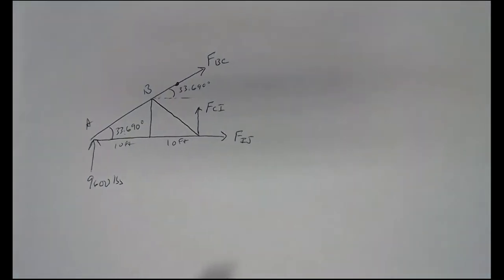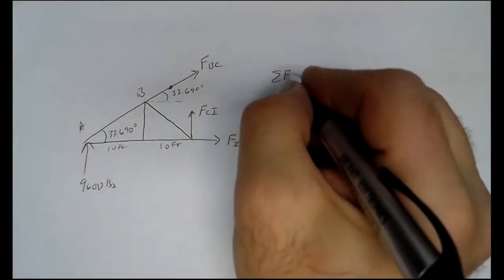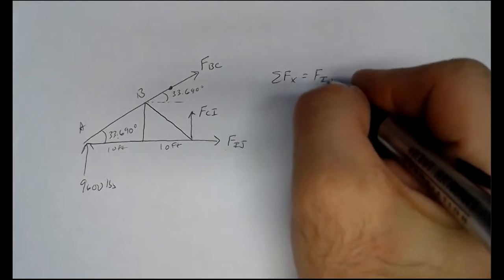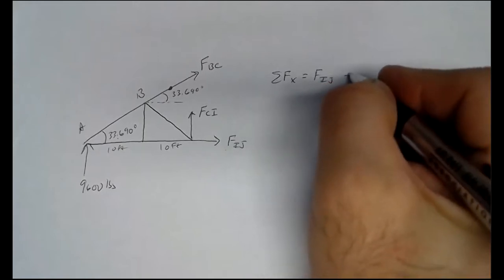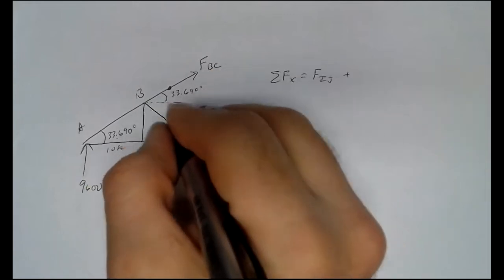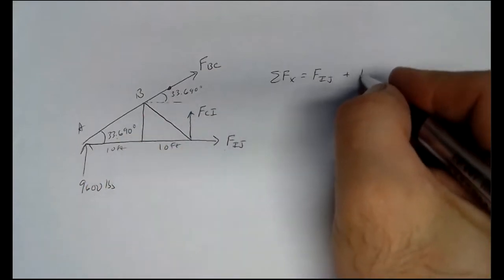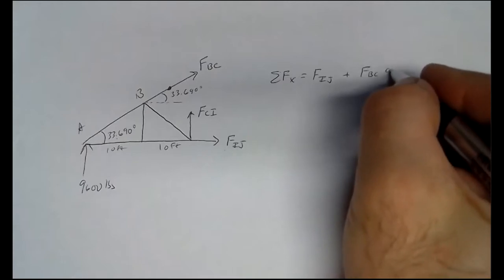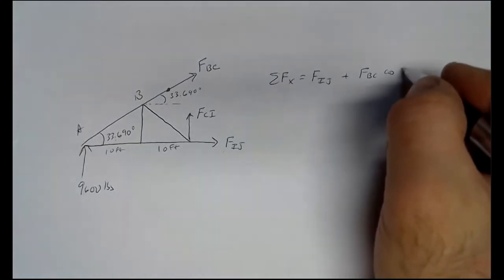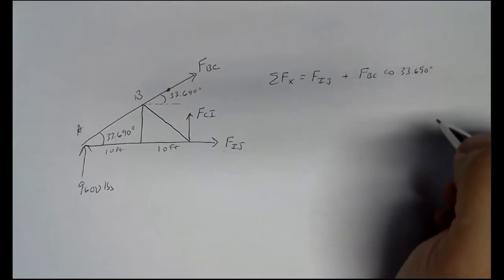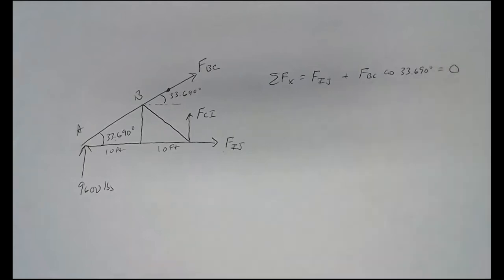So let's start our equations here. Sum of forces in the x direction. We've got all of FIJ, and then we're going to have a piece of FBC. It'll be the adjacent piece, so it'll go with cosine. So it'll be FBC cosine of 33.690 degrees. And that's all in the x direction. So not a bad x direction equation.